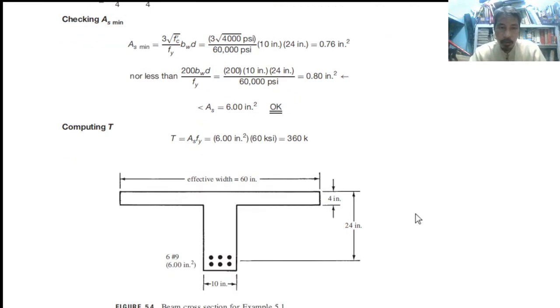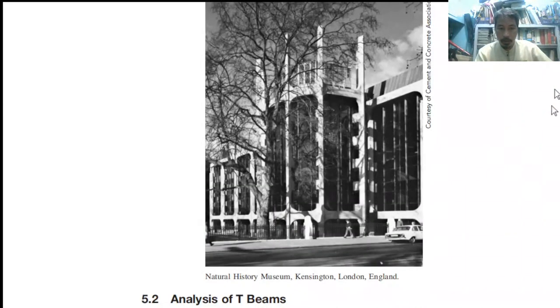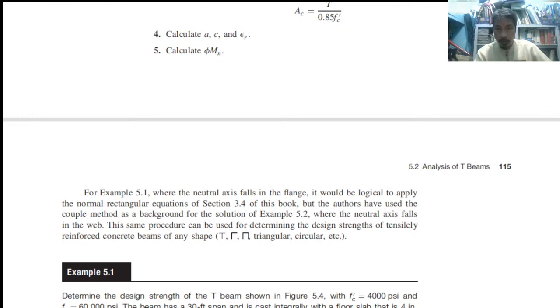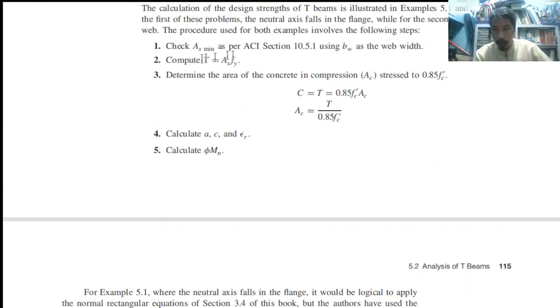Therefore, we can now go on. This is the first step: steel area. Then the second step is to compute the T. Because we already know the steel area, we can compute the T, the tension force. Tension force is steel area times Fy. So you just have to multiply, so you can calculate. That is step number 2.